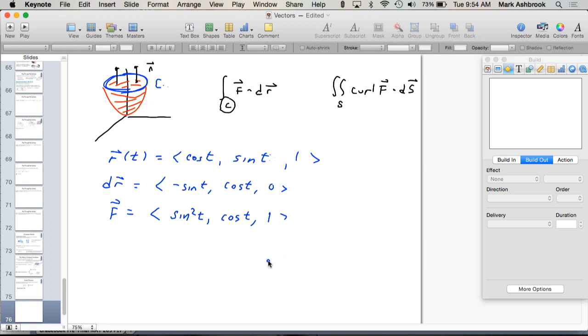Now write up the integral. So we're going to integrate, and it's going to be F dot dr. So we're going to get negative sine cubed t plus cosine squared t, and that t from what to what? 0 to 2π, once around the circle, right?